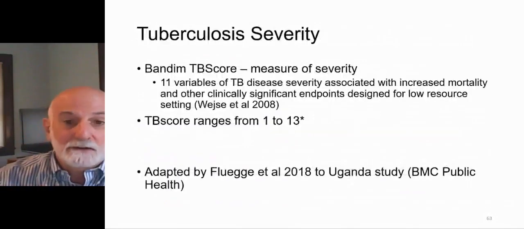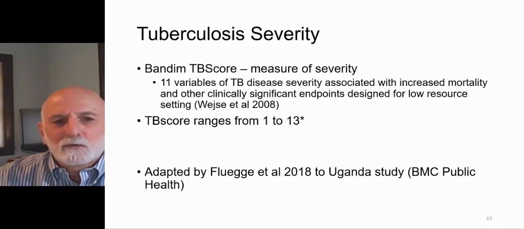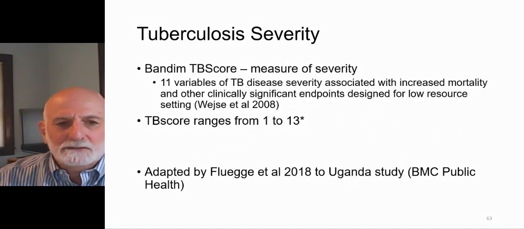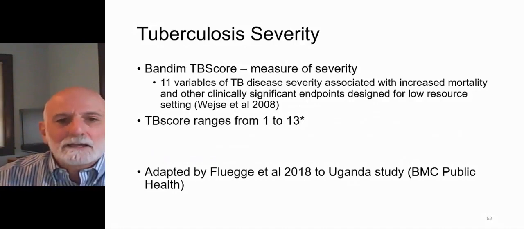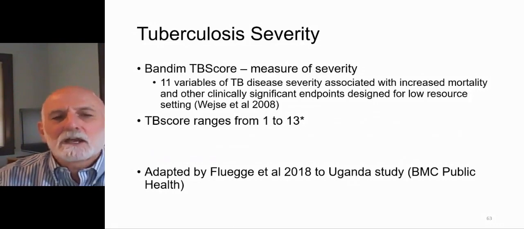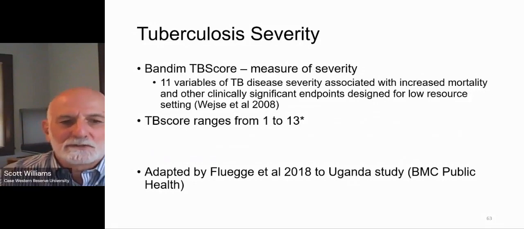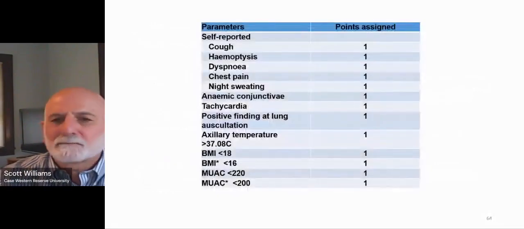How do we measure TB severity? Now, there are multiple ways of measuring TB severity, looking at x-rays and measuring the percentage of the lungs that are affected. We chose to do a method called the Bandim TB score, which was generated by a collaborator out of Guinea-Bissau. It's a measurement that is amenable to resource-limited environments. You're taking 11 variables of TB disease, and for the presence or absence of each of those, you get 1 point, so you can score 1 to 11. For 2 of those, you can actually get extremes, and we gave extra points for those. And we've adapted that to our study in Uganda.